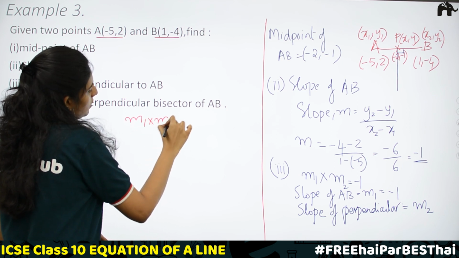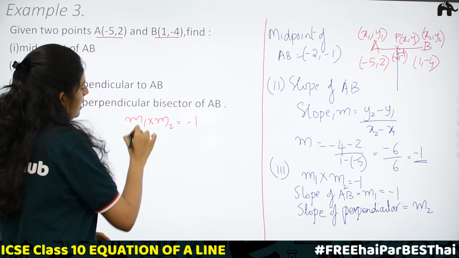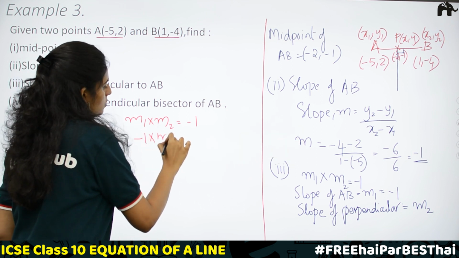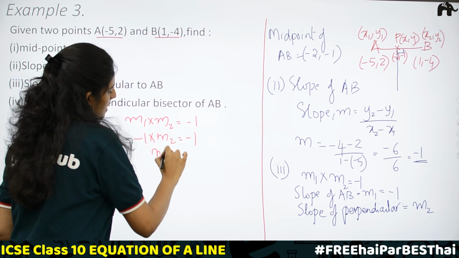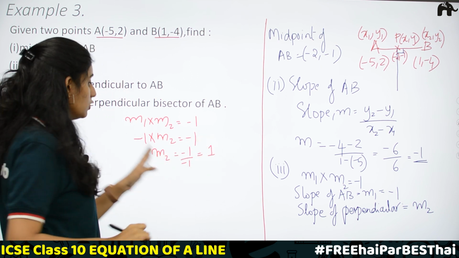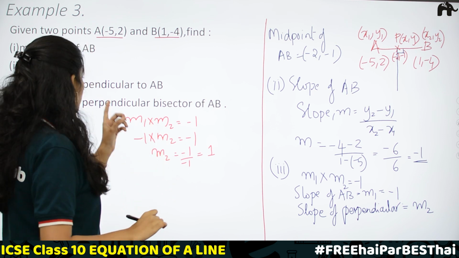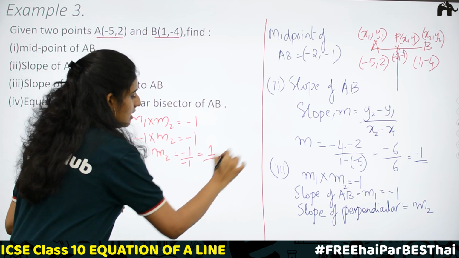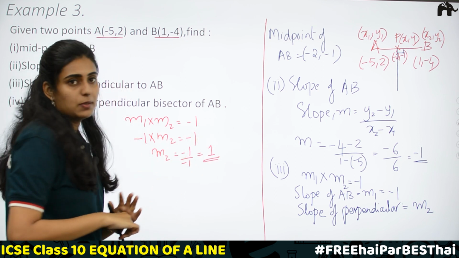M1 into M2 is equal to minus 1. Here M1 is minus 1. Minus 1 into M2 is equal to minus 1, which means M2 is equal to minus 1 by minus 1, and that is equal to 1. Therefore, the slope of the line that is perpendicular to AB is 1. Clear? 1 is the slope of the line that is perpendicular to AB.